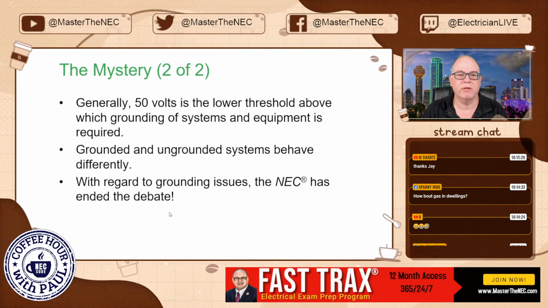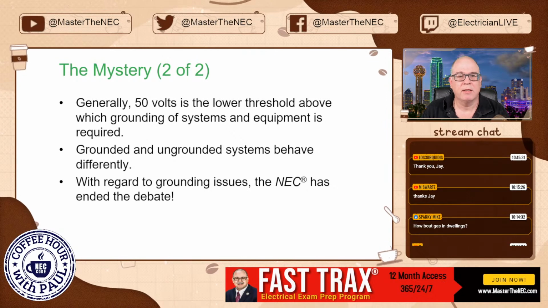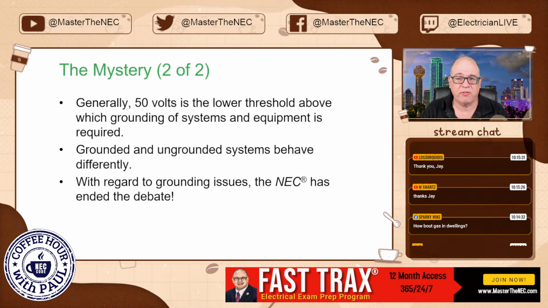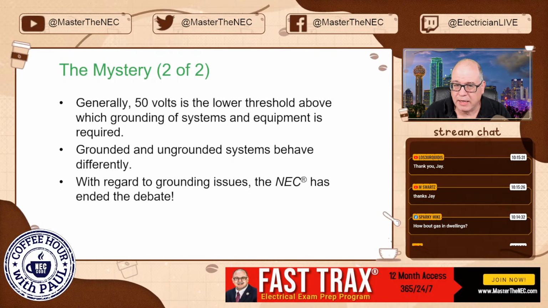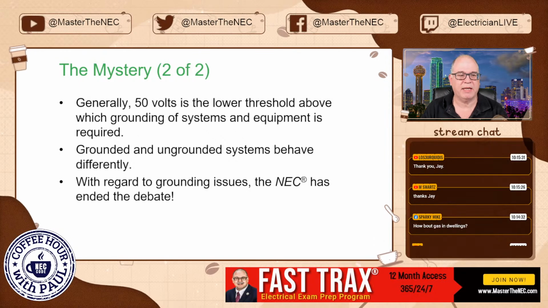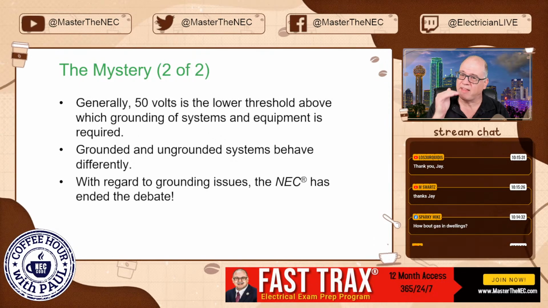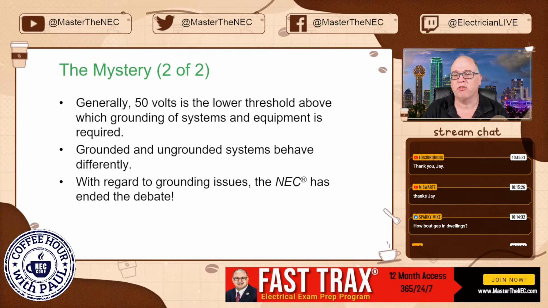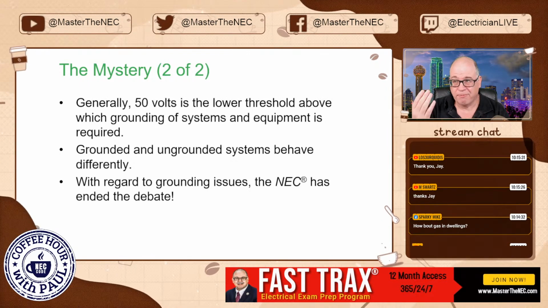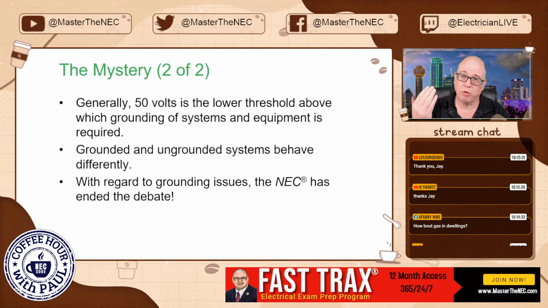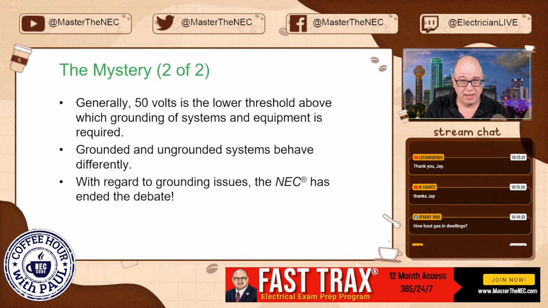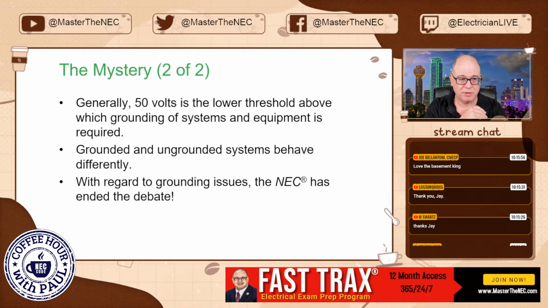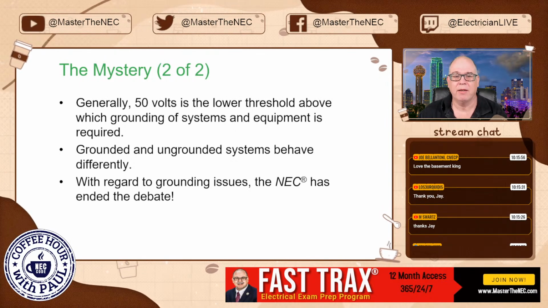All right, what other mysteries? Generally, 50 volts is the low threshold above which grounding of systems and equipment is required. That's the concept. Again, in a lot of documents, they'll say that that 50 volt threshold puts you down to a point where you don't have to do things like run equipment grounds, like, for example, a doorbell transformer. Who has ever run an equipment ground on the load side or secondary side of a doorbell transformer? Nobody. I'm just saying.